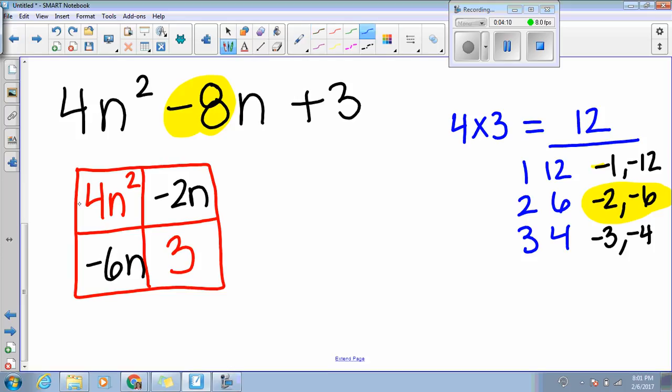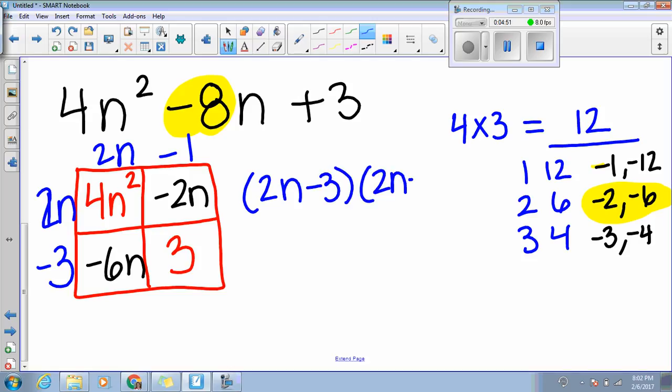So now we're going to do our GCFs. Top row GCF is 2n. Bottom row GCF is negative 3. Left column GCF is 2n. Our right column GCF is negative 1. So now I have 2n minus 3 and 2n minus 1.